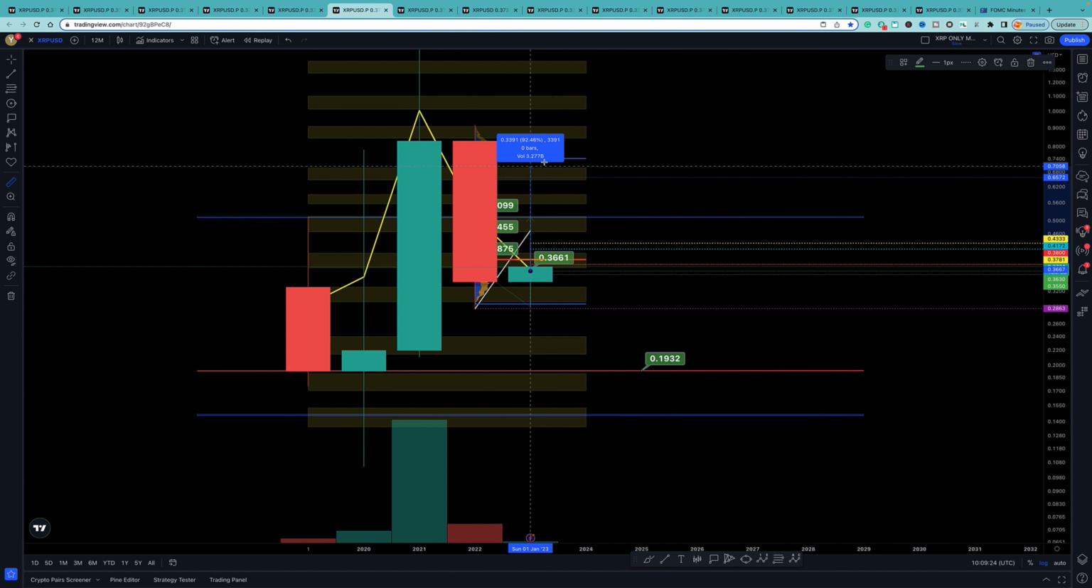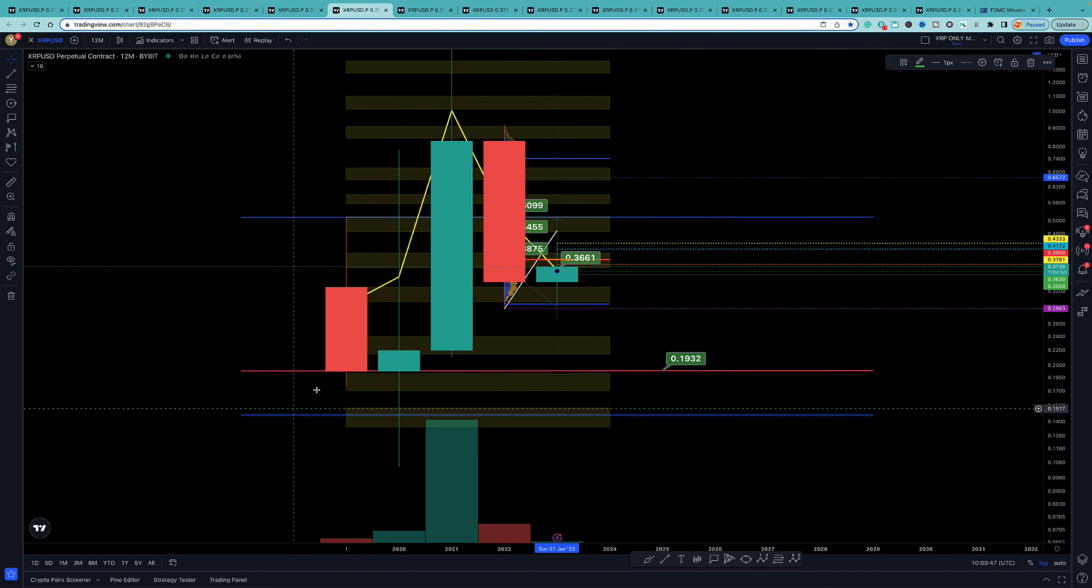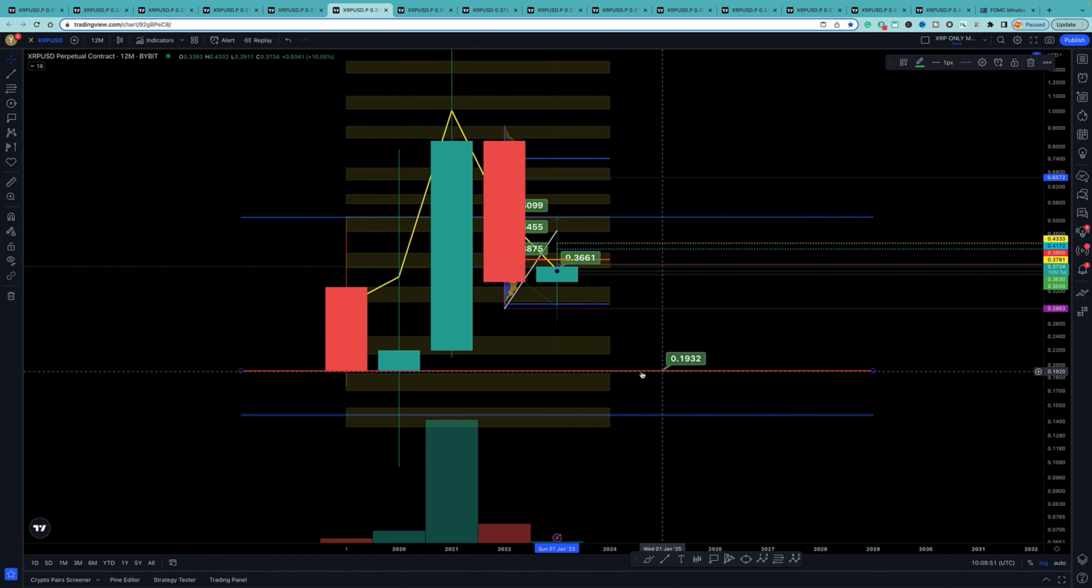Okay, so now you can see this blue line and red line is from the previous all-time high of $3.32 or so. This is the consolidation range. You can't see it all because this is Bybit. But this is the point of control on that whole cycle. From the all-time high to where we are now, the point of control is down here at 1932.